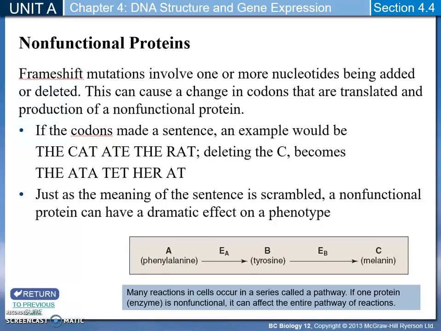That can have a dramatic effect on the phenotype, or the characteristics and functions of many things within the body. Here's one example, where many reactions occur in a series, which is referred to as a pathway. If one of the enzymes, and again, enzymes largely being proteins, is non-functional, then it can shut down the entire pathway, which could have profound effects on the person.